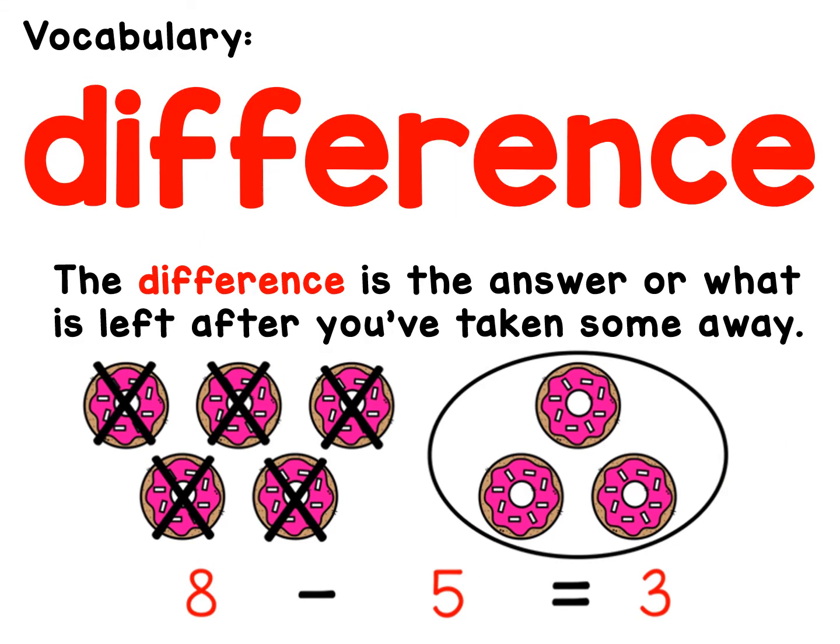The difference. The difference is the answer or what is left after you've taken some away. So in 8 minus 5, the difference or answer is 3. Remember, when we add, the answer is called the sum, but when we subtract, the answer is called the difference.